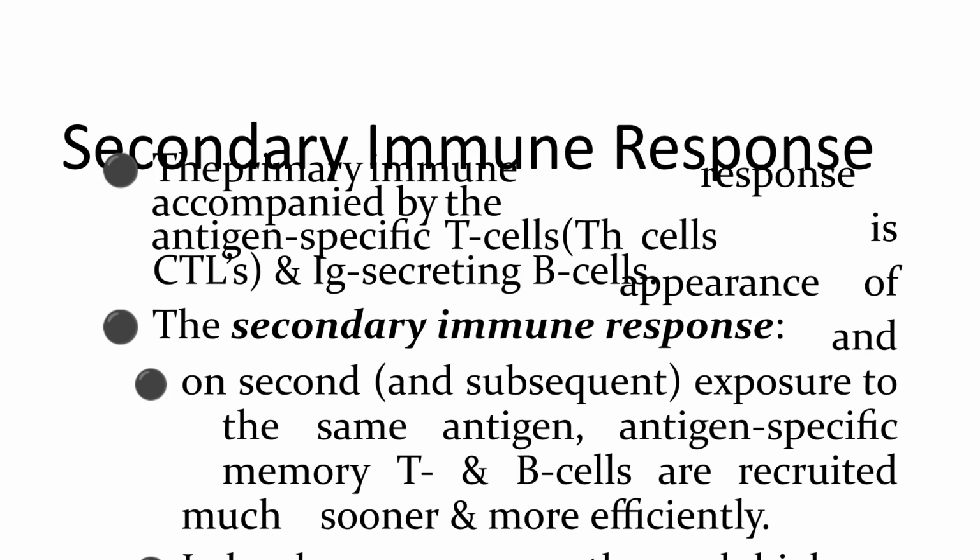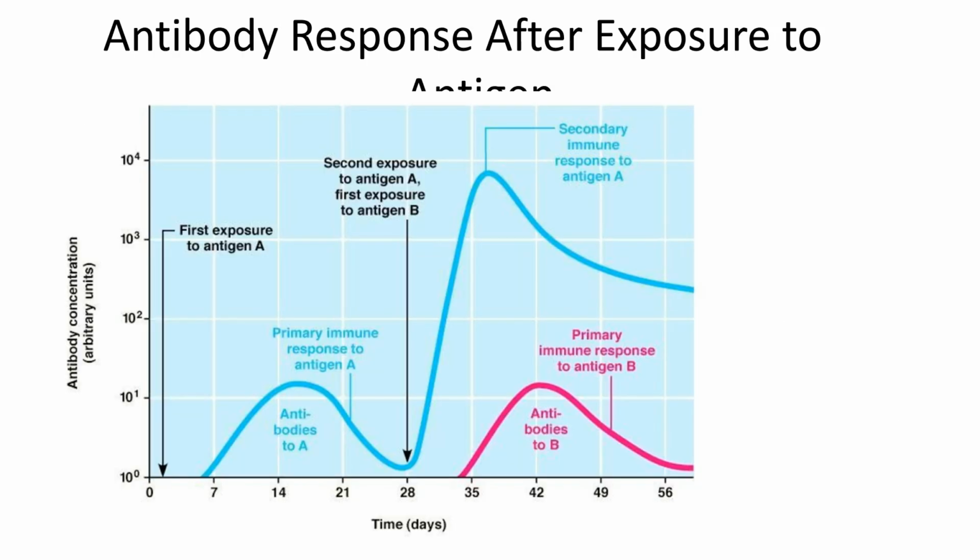In the secondary immune response, upon subsequent exposure to the same antigen, memory T and B cells are recruited faster and more efficiently, leading to much higher immunoglobulin levels. This slide illustrates the antibody response following exposure to an antigen.